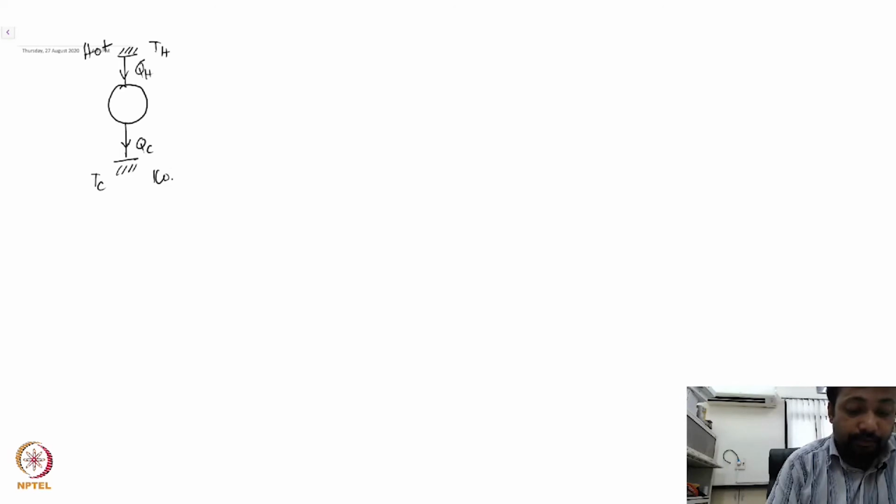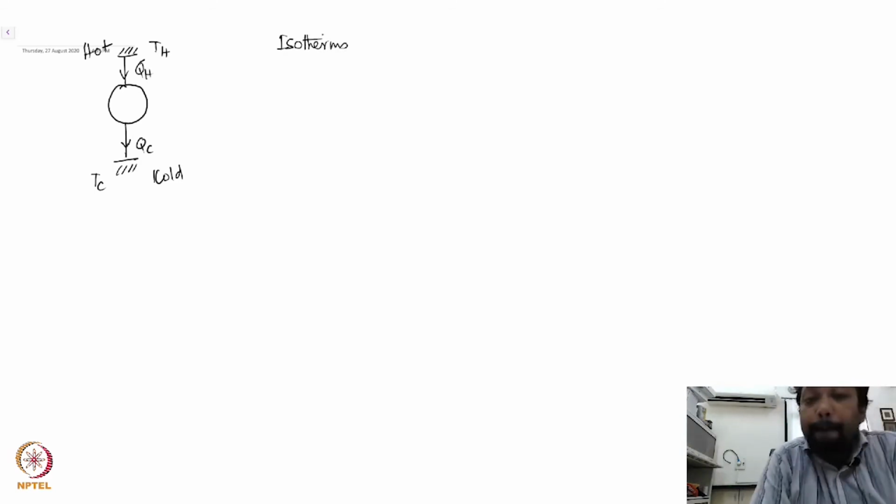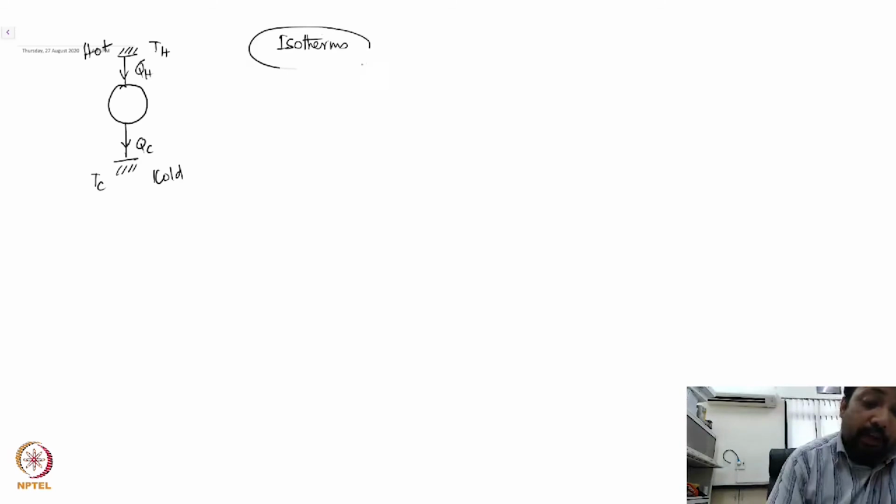So let's go ahead with this. This happens at TH and this happens at TC. The dumping of the heat happens at TC. So once again, this is my hot reservoir and this is my cold reservoir. Now TH and TC are therefore isotherms. And herein my zeroth law comes in to rescue me. Zeroth law tells me how I can pick isotherms, right?